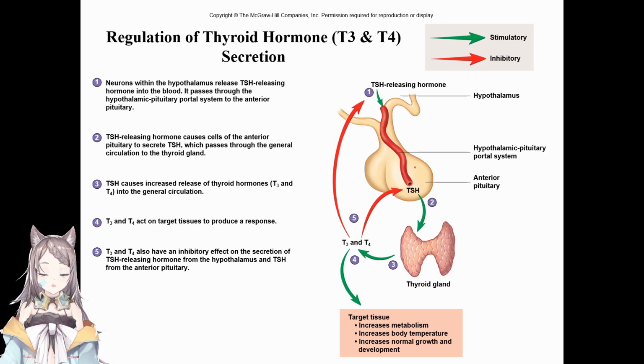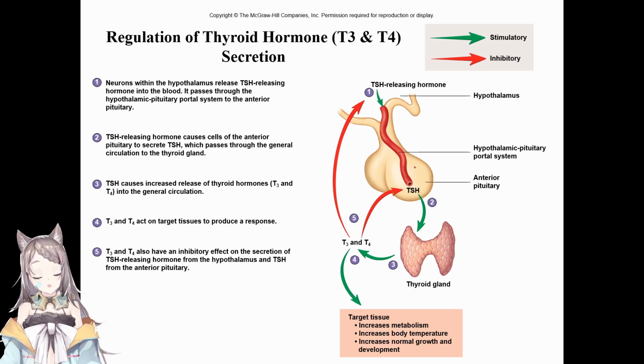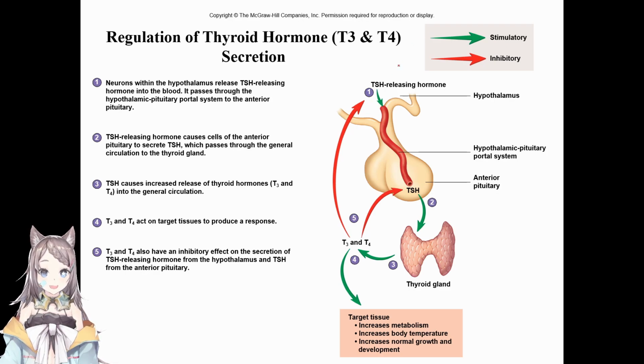Okay, so this is how T3 and T4 is regulated. Primarily, T3 and T4 will regulate themselves. If your body detects that you have too much T3 and T4, it will actually stop the production of T3 and T4 by inhibiting TSH release. No TSH, no thyroid hormone production.